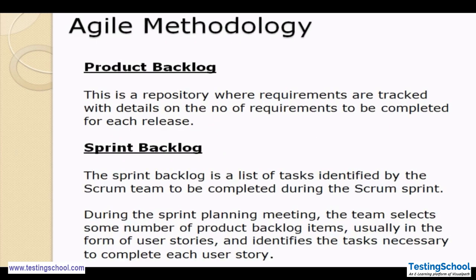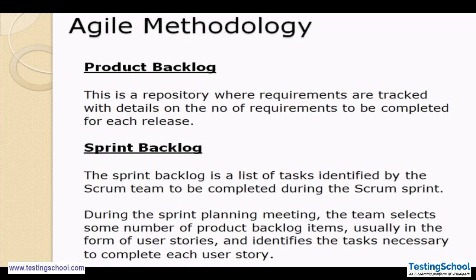We are going to see what is product backlog and what is sprint backlog. So product backlog is a repository where all the requirements are tracked. It has the complete project requirement in a sprint, user story wise. So it is a place where all the user stories are kept with all the requirements that will be completed in each phase, or you can say each release. So product backlog is the complete project requirement, you can understand.